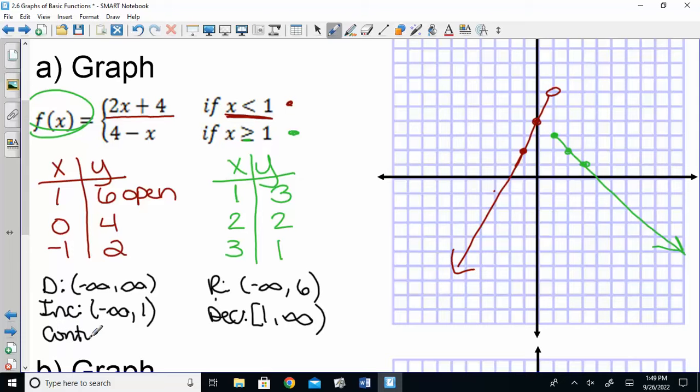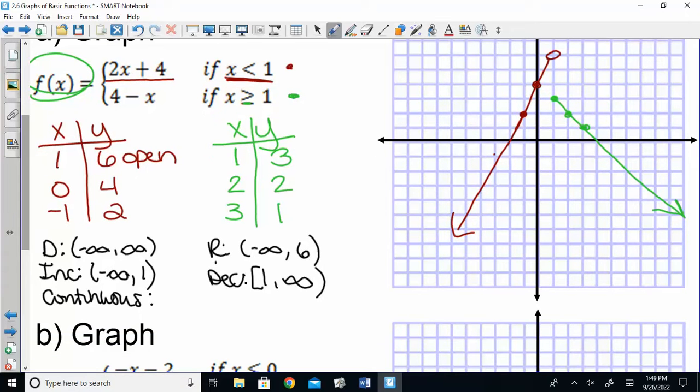I wonder if I said, where is this graph continuous? Everywhere except 1. 1 is what we call a discontinuity. It's a break in the graph. So it's continuous everywhere else. So from negative infinity to 1, union 1 to infinity.